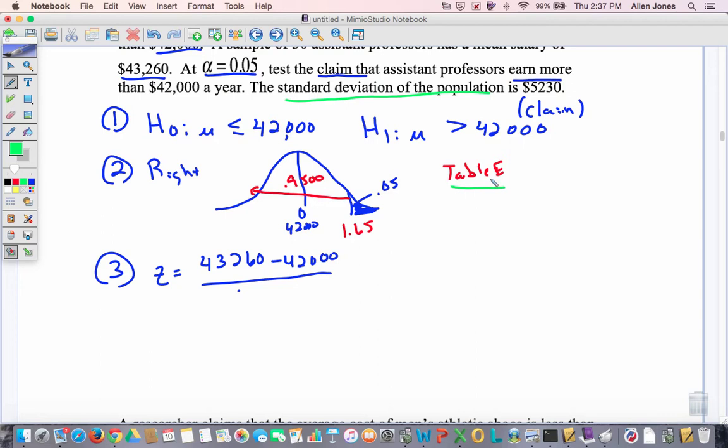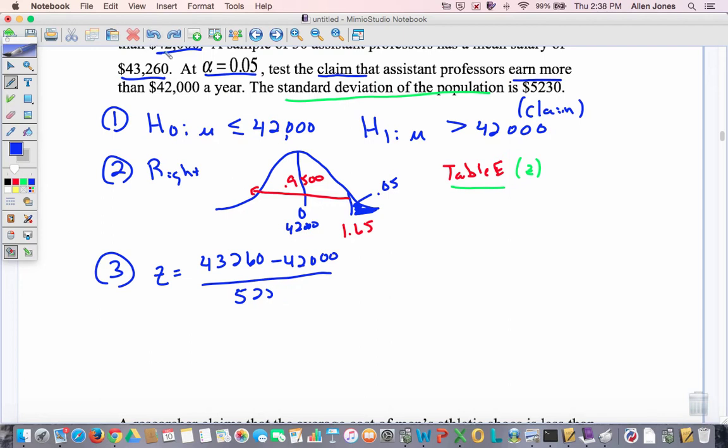I'm going to backtrack for just a moment here. The standard deviation is of the population. That's why we use table E. Again, today that won't make much sense, but tomorrow it will, in the next section, because we'll use different tables much like we did in chapter 7. But because we have the population standard deviation, that's what allows you to use table E or a z-score.